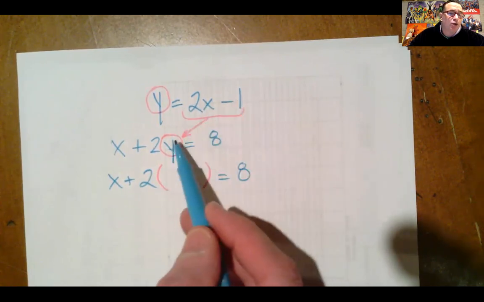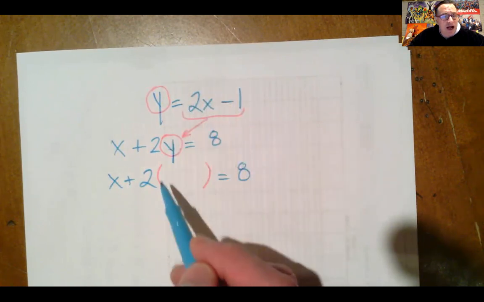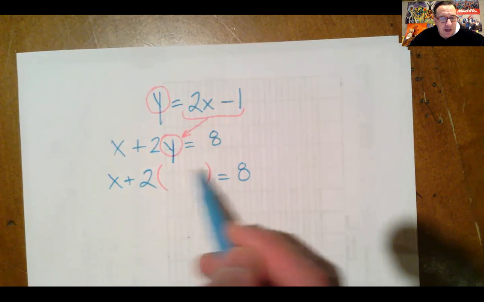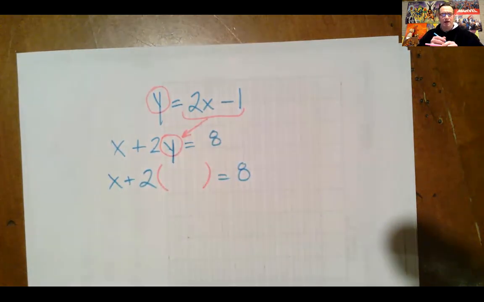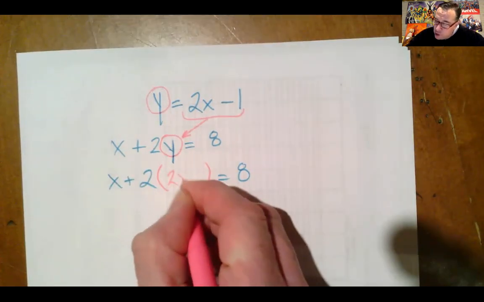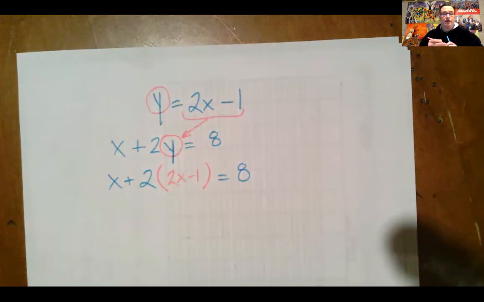Because I'm replacing the y with more than one thing in this equation here, I need to make sure that both things are getting multiplied by that 2. So when I rewrite it, I've got to use parentheses to make that work. So inside here now, I'm going to have 2x minus 1 because I've replaced that y with the whole thing.